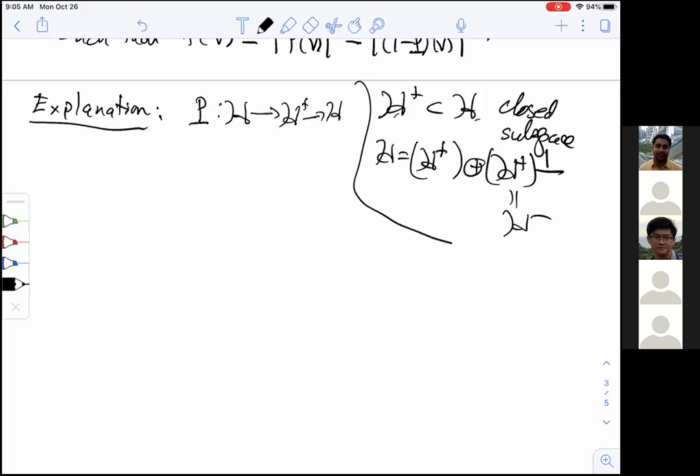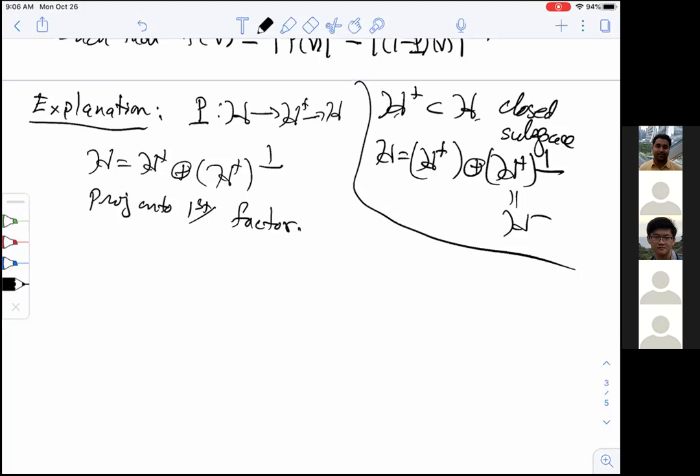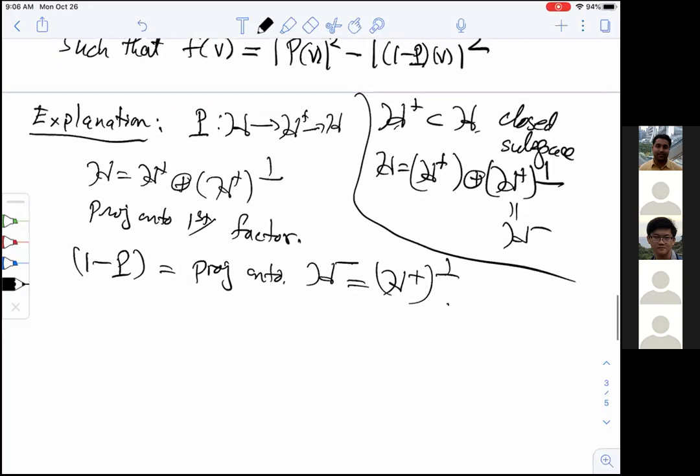So in other words, you write H as H plus, plus, as I just did, H plus complement, and you project onto the first factor. One minus P is then easily seen to be the orthogonal projection onto H minus, which is by definition H plus perp. Okay. So this orthogonal projection operator splits the Hilbert space into what I'm calling H plus and this perpendicular complement H minus.